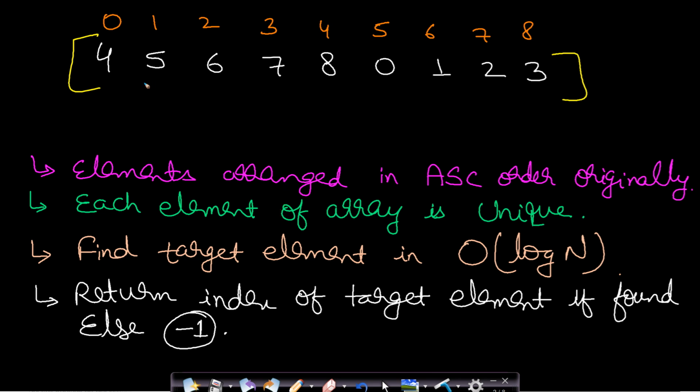The problem here says that we are given an array and this array was originally sorted in ascending order, but then this array has been rotated and then given to us. Now each element of this array is unique and we need to find the target element in just order of log n time, and if found then we need to return the index of the found element. Otherwise, if the element is not present in the array, then we just need to return -1.